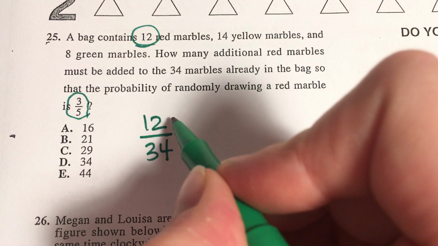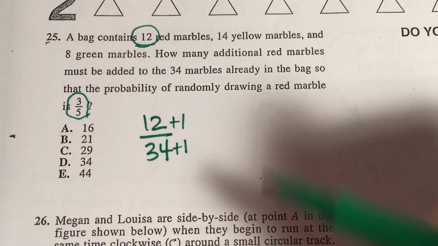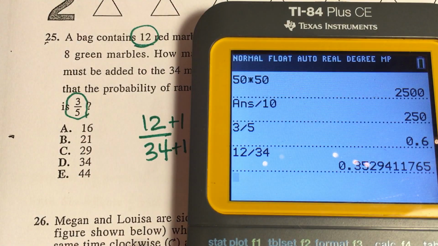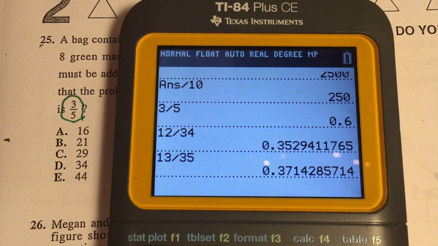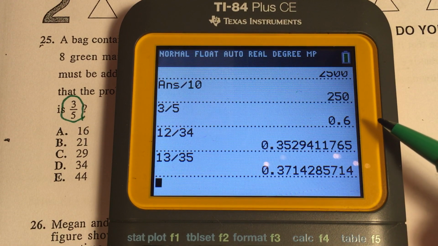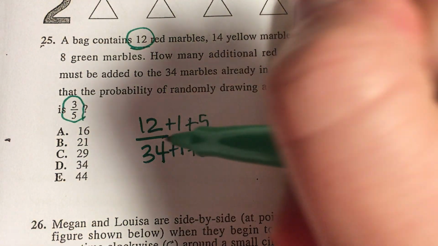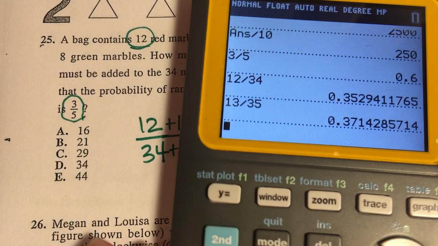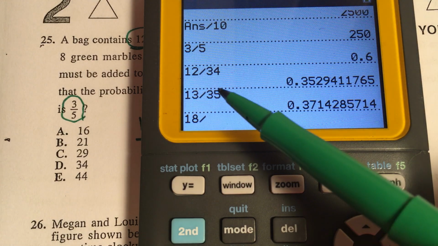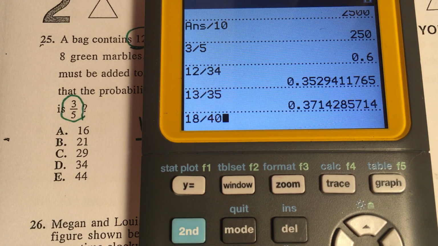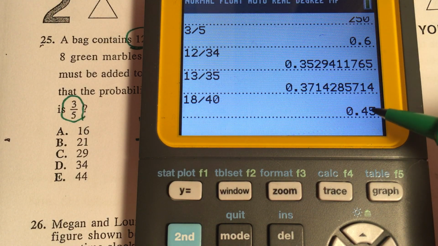That being said, if I just add 1, I have to also add it to the bottom, because if I add 1 red marble in, the total also goes up by 1. So then I'd have 13 over 35, which is getting me closer to 0.6, but not quite there. So maybe I want to add more. Maybe I'm going to add 5 at a time. If I add 5 more to each of these, I'm going to have 18 divided by 35 plus 5, which would be 40. I see 0.45. So that's going up, but not very fast.